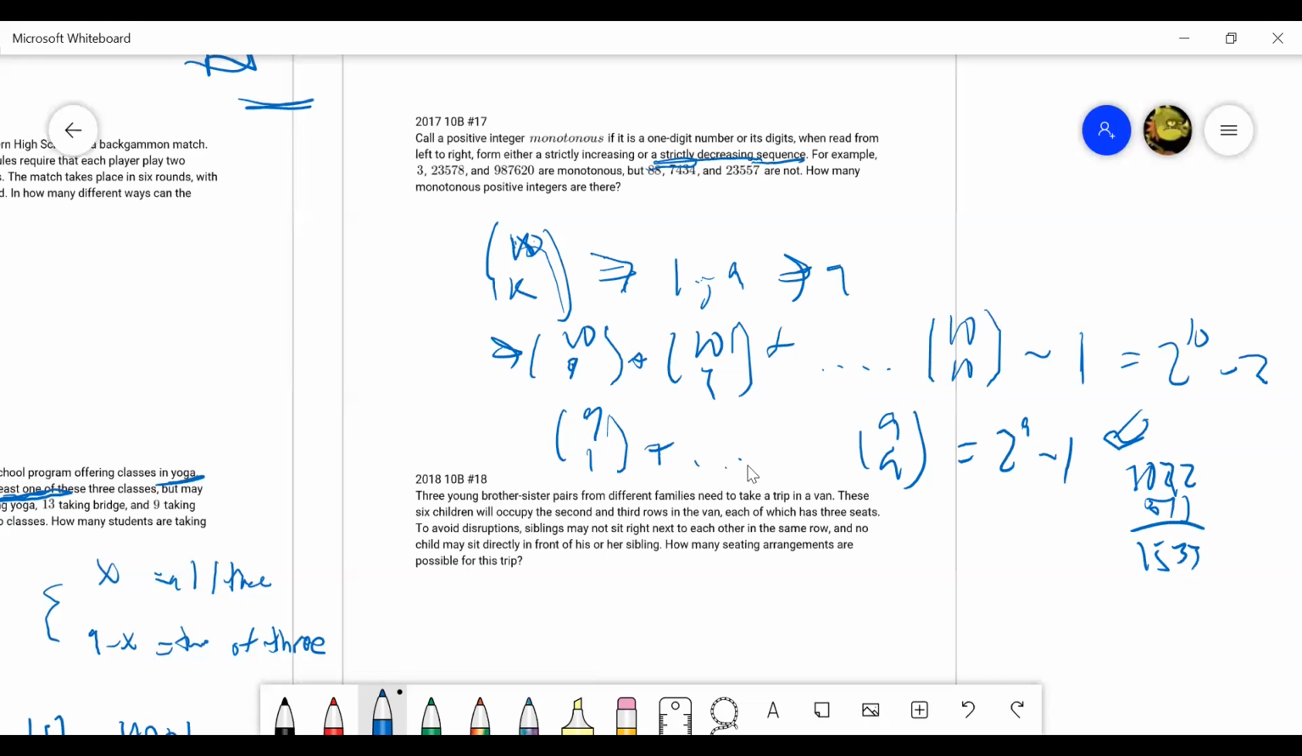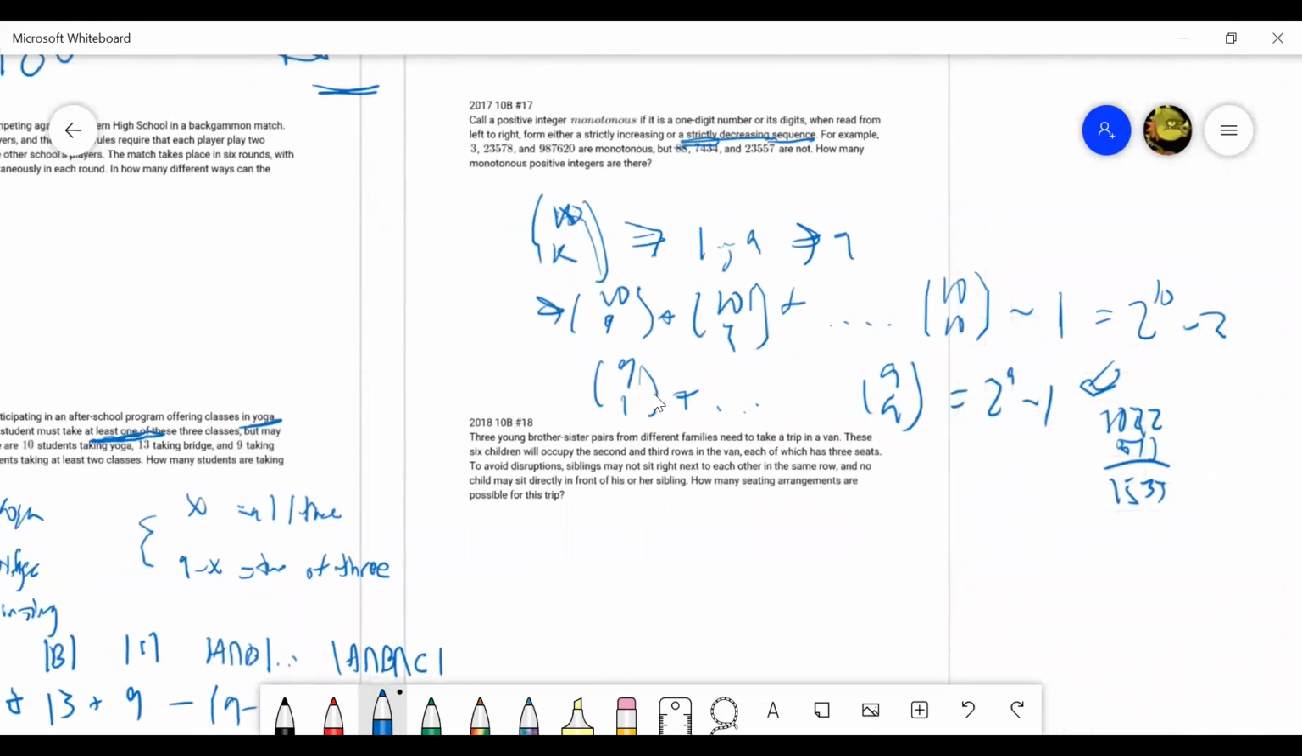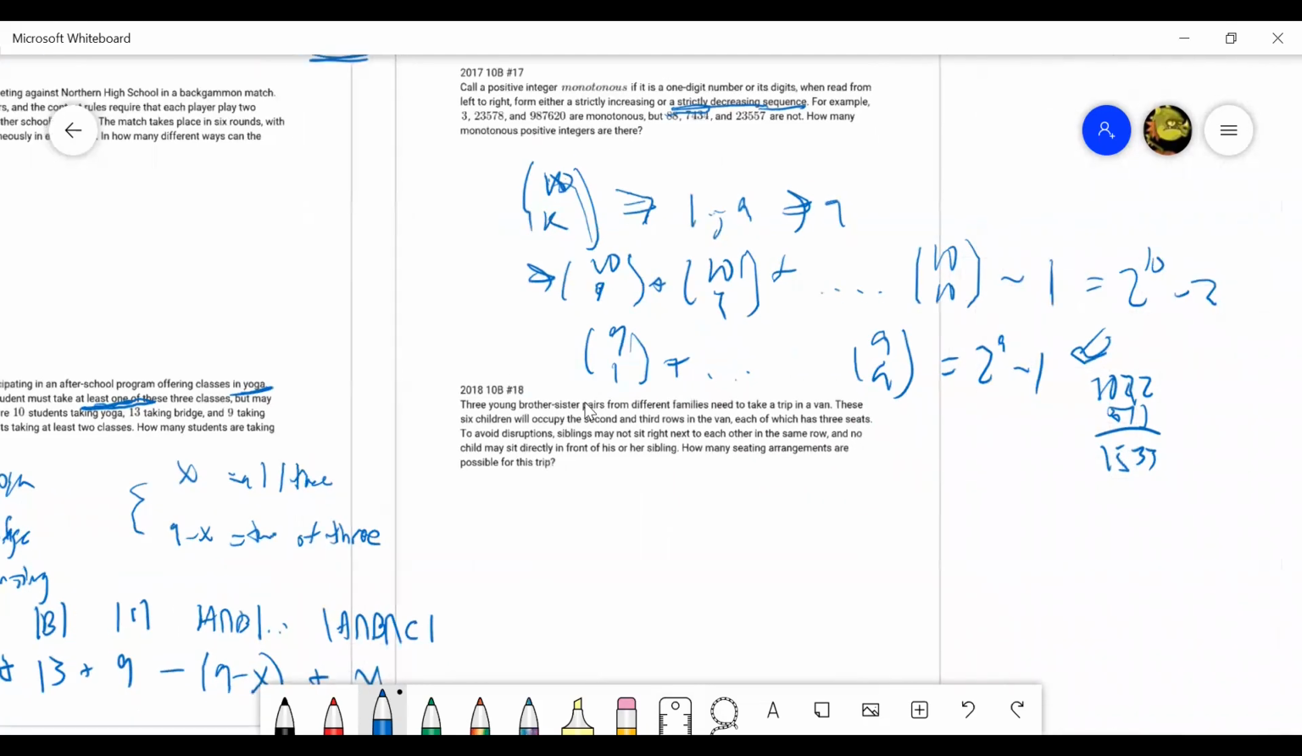All right. So that was the main idea here. You can relate the digits in each number to the number of such numbers there are.